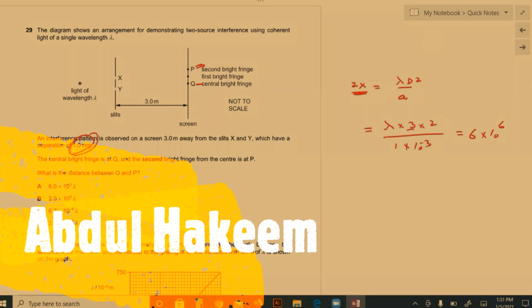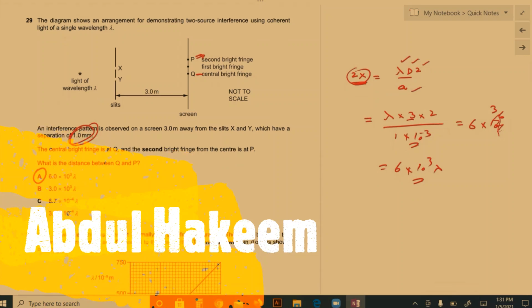So 1 millimeter means 1 into 10 power minus 3. So this answer will be 6 into 10 power 3 times lambda. So the option is A. You have to calculate actually 2x by putting lambda D over 2 times A. So this is the option.